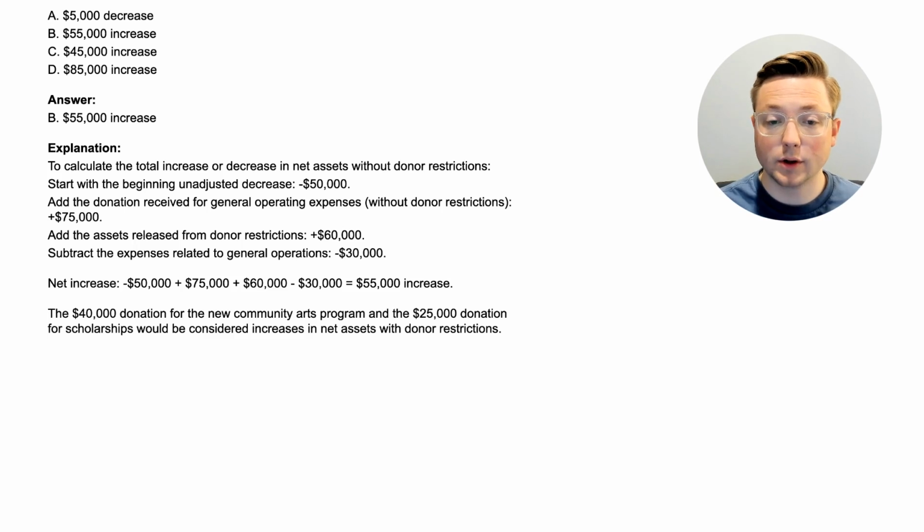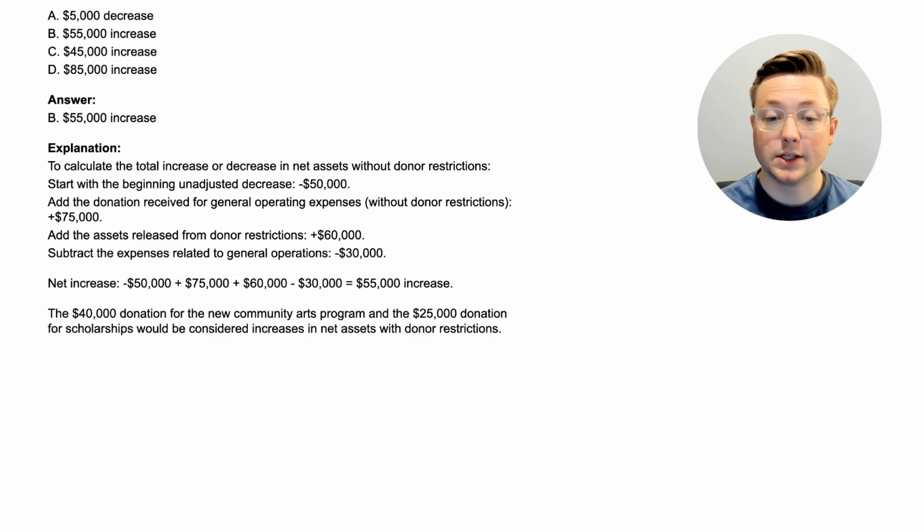To calculate the total increase or decrease in net assets without donor restrictions, you have to start with that beginning unadjusted decrease that they had already calculated of $50,000. Then you have to add the donation received for general operating expenses, because that's just general expenses. They can use it for whatever they want. That doesn't really have a restriction. So that's a $75,000 increase there.